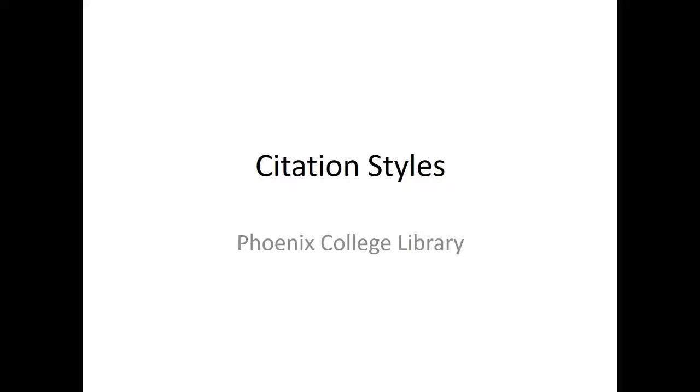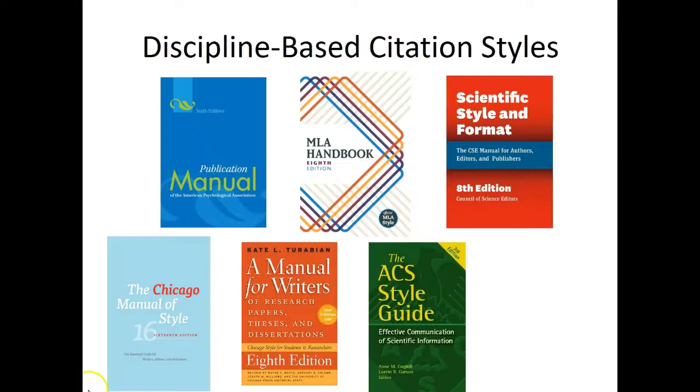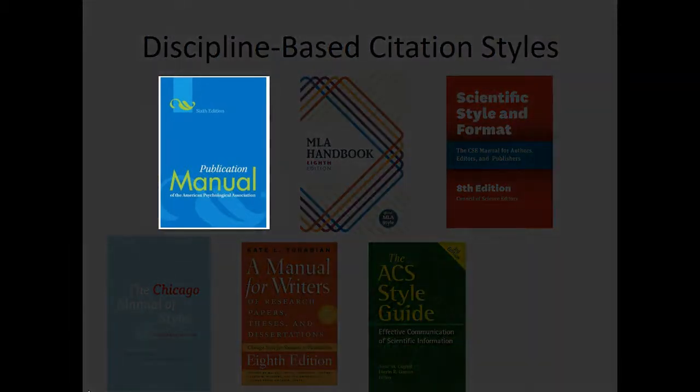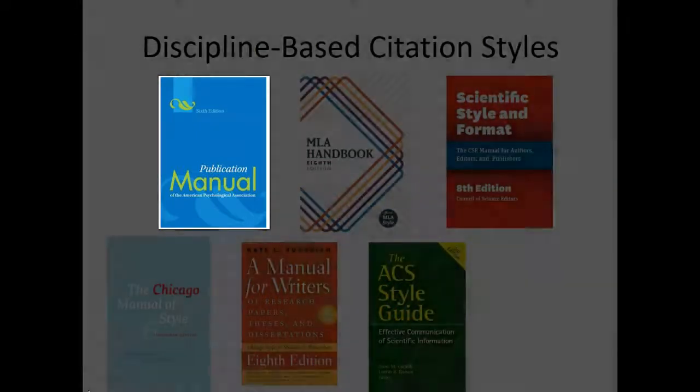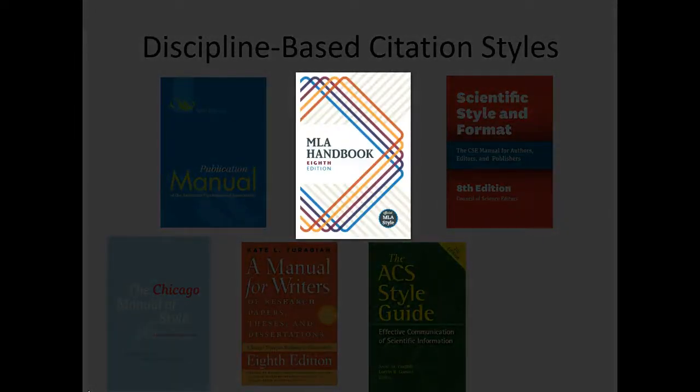When you cite sources as a college student, you will be using a specific citation style. There are a variety of citation styles that are out there, and different disciplines use different citation styles. For example, the discipline of psychology uses the APA style. English and the humanities use the MLA style.